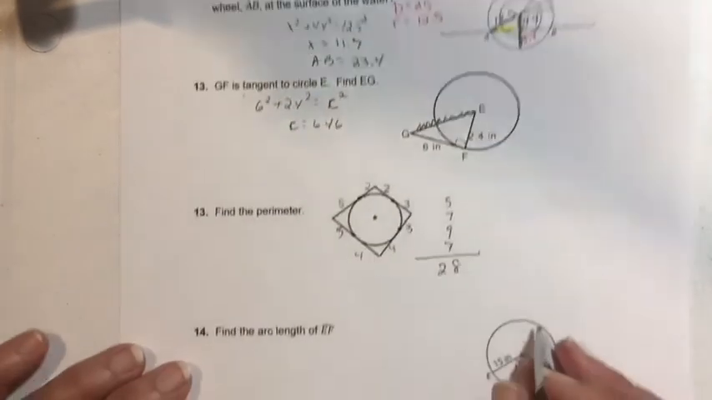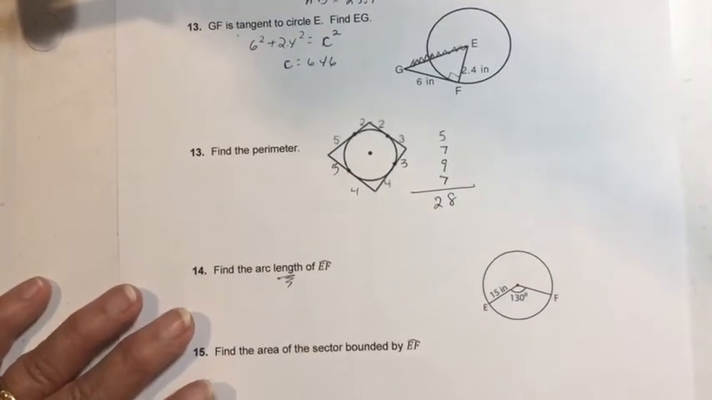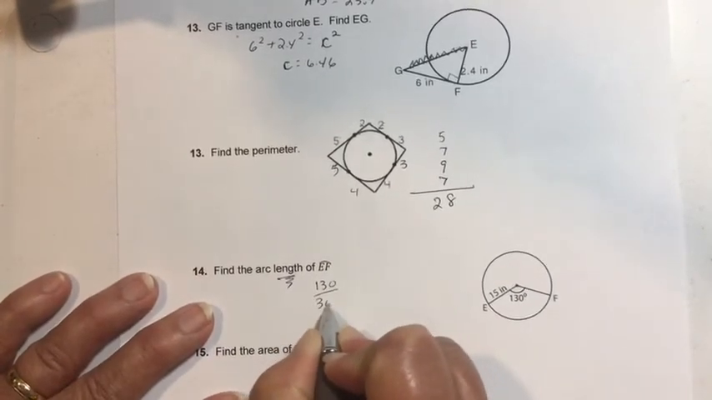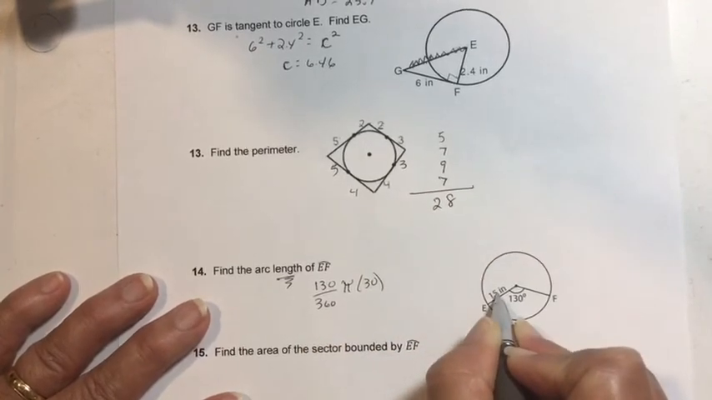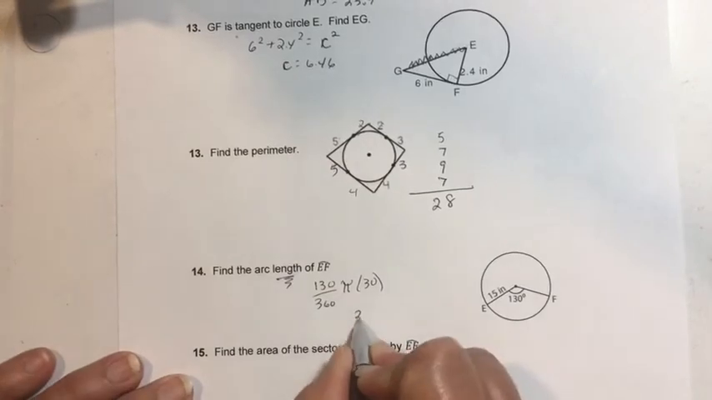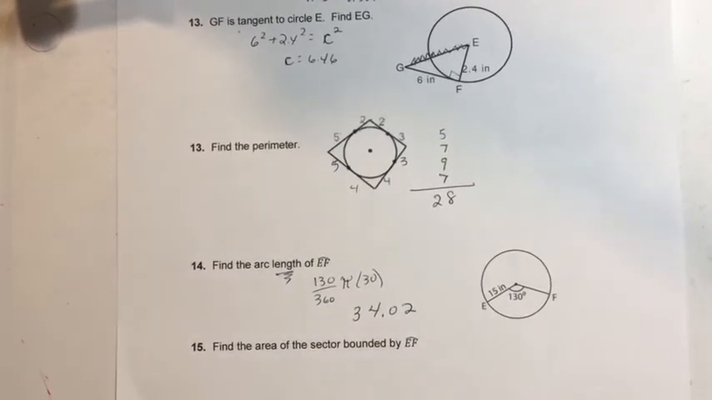Moving on. Arc EF, arc length. That's a portion of the circumference. So you're going to take the degrees out of 360. Circumference is pi times diameter. Make sure you're doubling the radius. And that should give you 34.02 if you enter it in correctly.